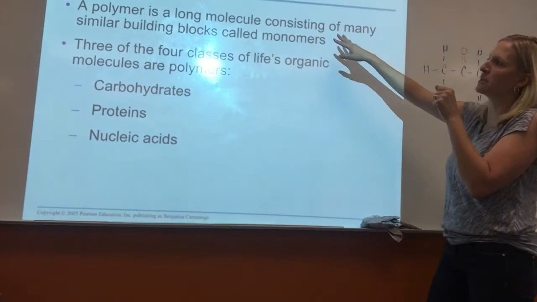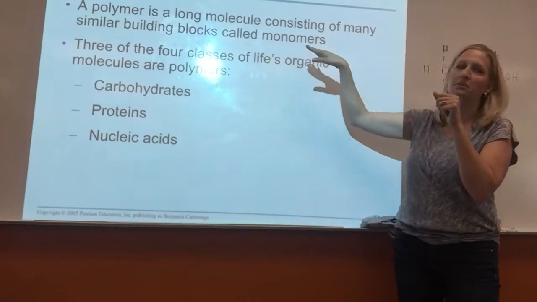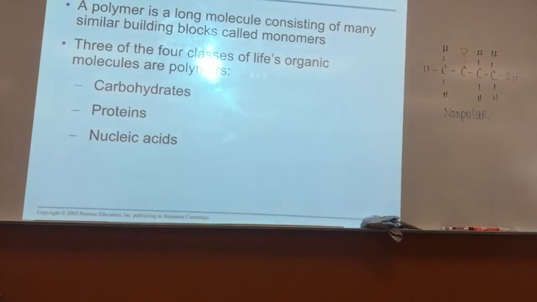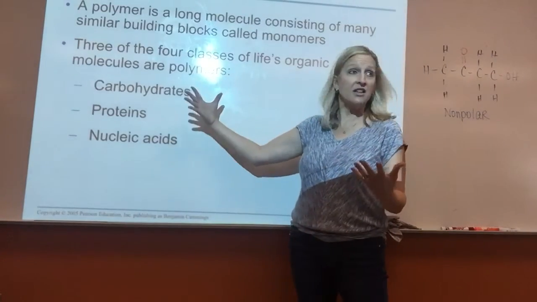I'm going to use an analogy with a polymer. So long molecule consisting of many smaller building blocks. So like a train would be an example. So a long train is many cars hooked together. The train itself would be like the polymer, and it's made out of many smaller things that each car hooked together. Each car would be the monomer. And so 3 out of our 4 classes of huge molecules are chains of something.